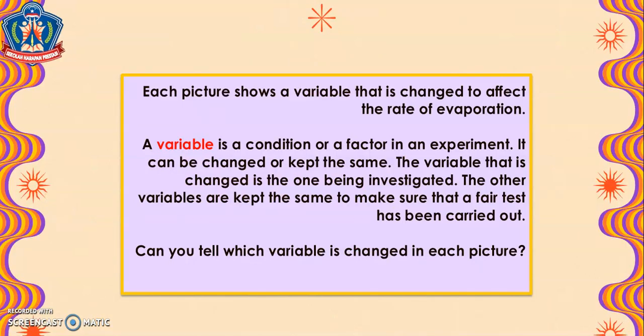So each picture shows a variable that is changed to affect the rate of evaporation. A variable is a condition or a factor in an experiment. It can be changed or kept the same. The variable that is changed is the one being investigated. The other variables are kept the same to make sure that a fair test has been carried out. Can you tell which variable is changed in its picture? So, we will be discussing more on this during our Zoom meeting tomorrow.